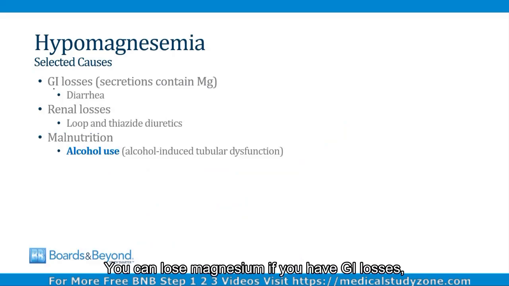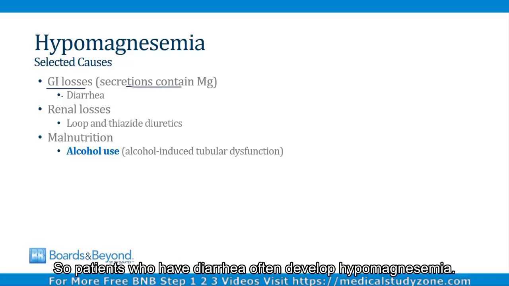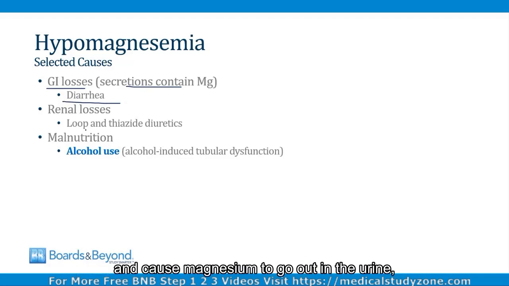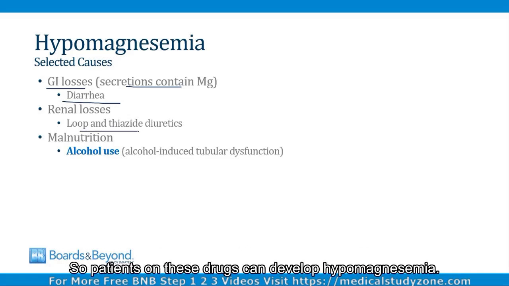You can lose magnesium if you have GI losses because GI secretions contain magnesium. So patients who have diarrhea often develop hypomagnesemia. Diuretics act on the kidneys and cause magnesium to go out in the urine, especially loop and thiazide diuretics. So patients on these drugs can develop hypomagnesemia.